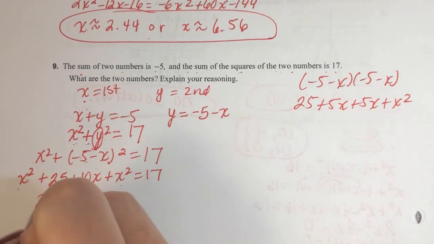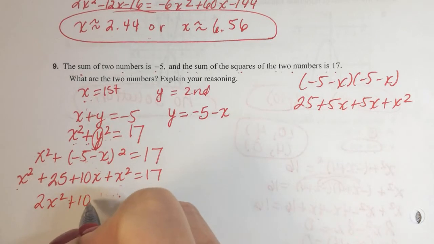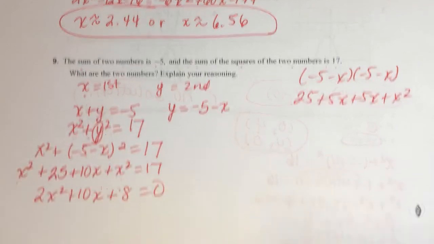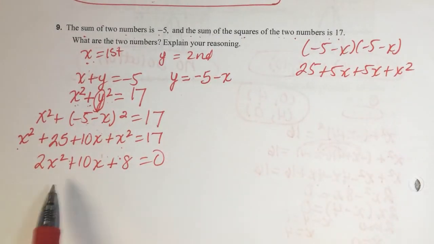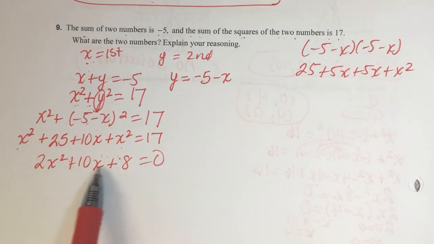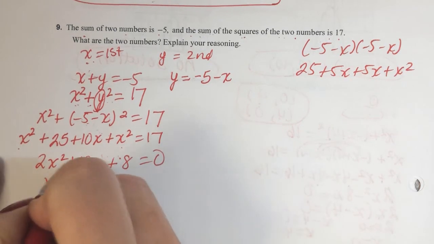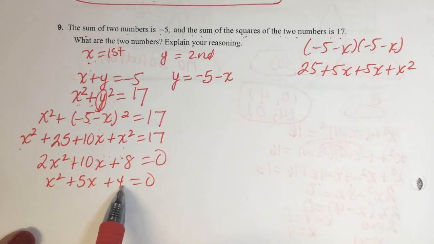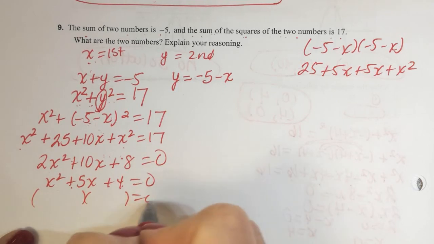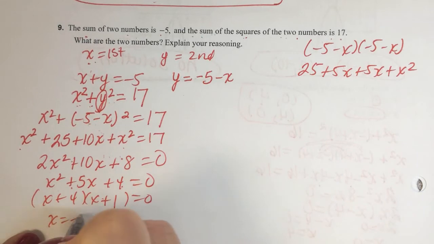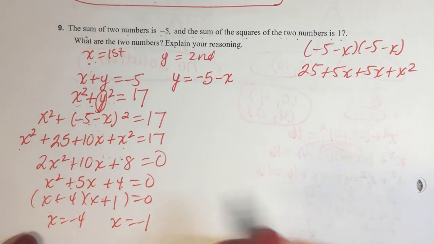1x squared plus 1x squared is 2x squared plus 10x. I'm going to subtract the 17 and I'm going to get 8. How can I make this problem easier? What can I do to every single term, guys? I'm allowed to divide by 2, and I'm going to. Are there numbers that will multiply to be 4 and add to be 5? Okay, so we're going to have x plus 4, x plus 1. So one of my solutions then is negative 4. My other solution is negative 1.